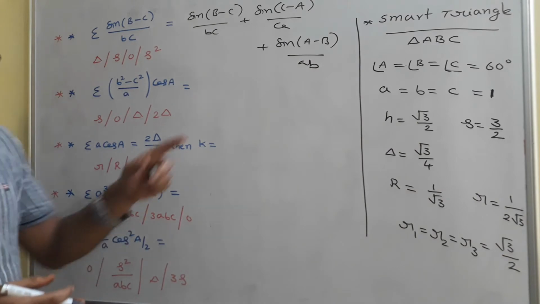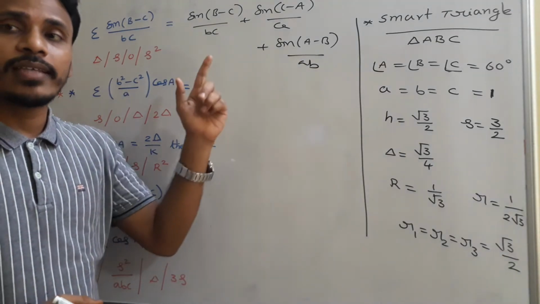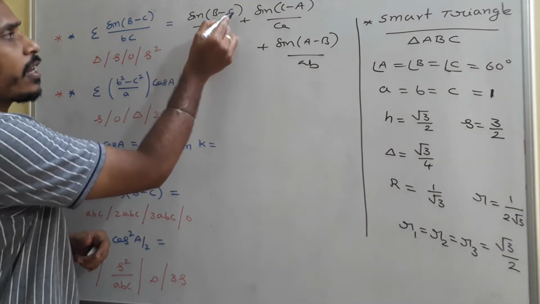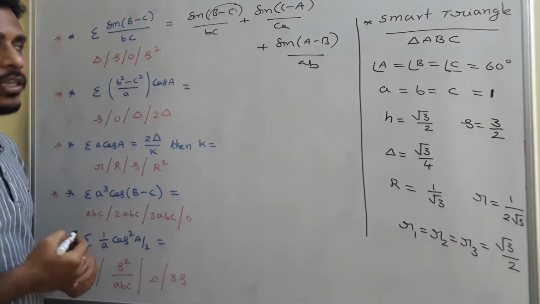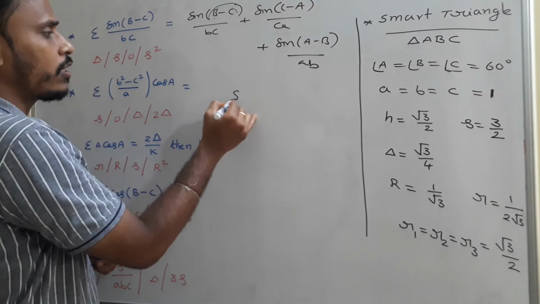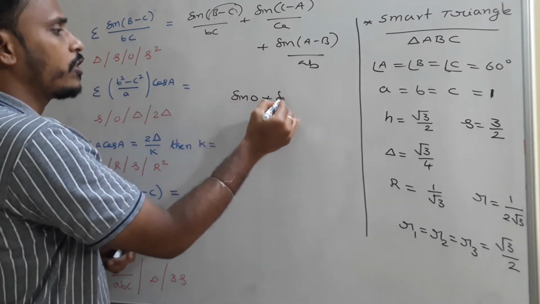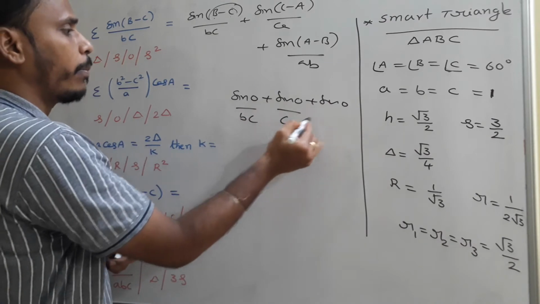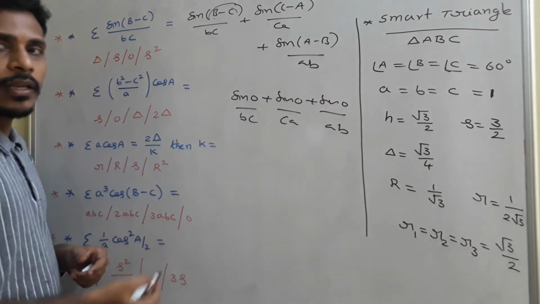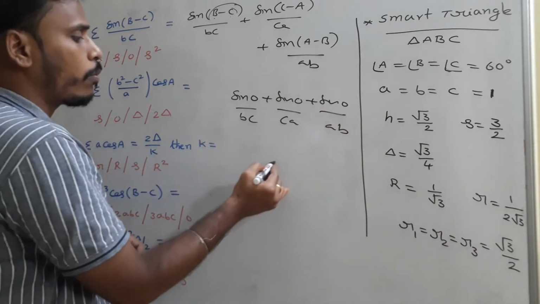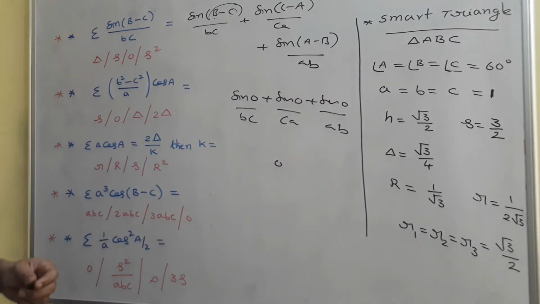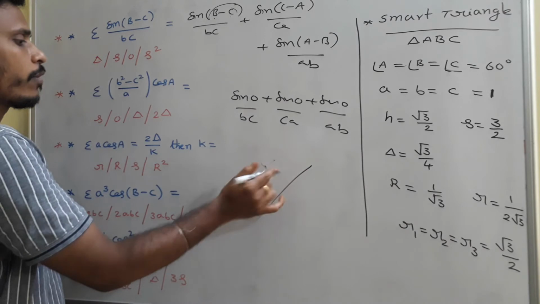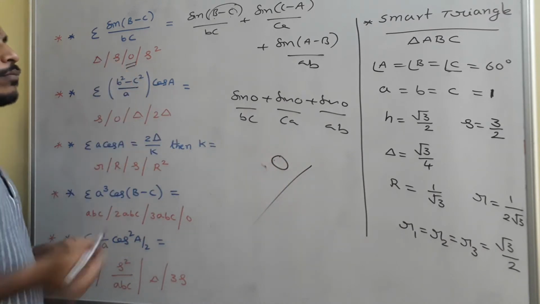And we are using this idea. If you replace angle A, angle B and angle C with 60 degrees, B minus C is 0 degrees, C minus A is 0 degrees. So automatically it becomes sine 0 plus sine 0 plus sine 0 by BC, CA, AB. Sine 0 is 0, and 0 by anything is 0. So 0 plus 0 plus 0 is 0, and your answer at the end is 0. So for this problem your answer is 0.